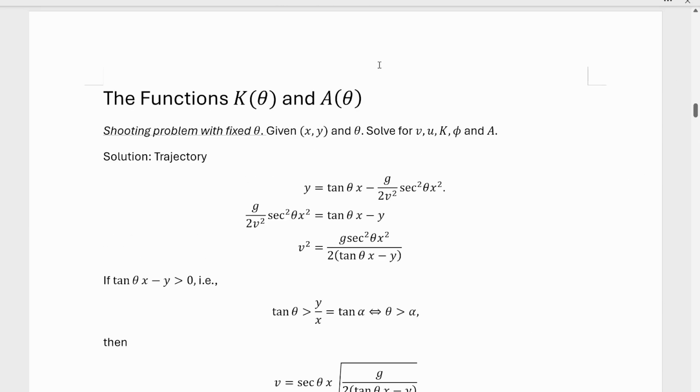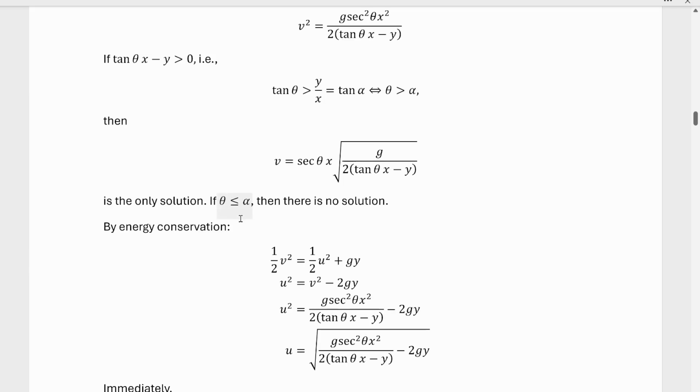So now we're actually going to solve for the functions k of theta and a of theta. Let's first set up the shooting problem with fixed theta. That is, given x, y, and theta, solve for v, u, k, phi, and a. In comparison, we did the shooting problem with fixed v earlier. And here's our solution. The first statement simply states that the target lies on the trajectory, from which we can solve for v. Notice that v squared has to be positive. So therefore, the denominator in the fraction has to be positive in order to have a solution. This turns out to be equivalent to the launch angle greater than the elevation angle. If theta is less than or equal to alpha, then there is no solution.